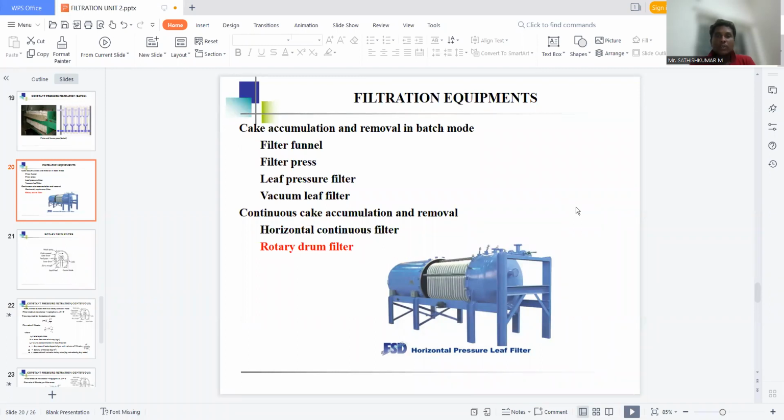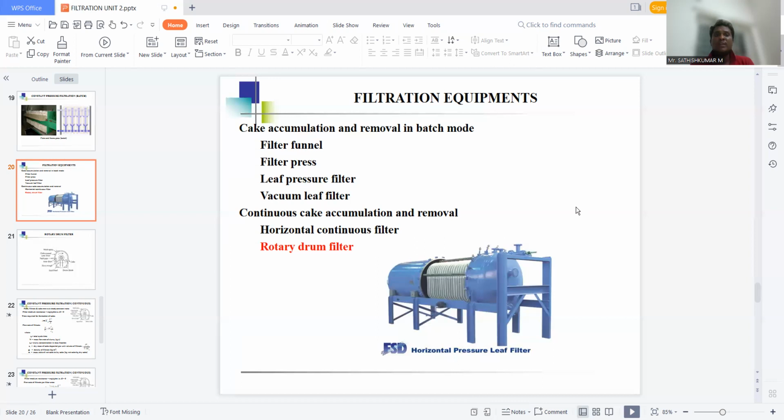Next, we are going to discuss filtration equipment. The equipment used for the filtration process is called filtration equipment. There are several types of equipment out there, and filtration equipment is classified based on two methods. First, cake accumulation and removal in batch mode. Second, continuous cake accumulation and removal. Based on these two points, the equipment is classified.